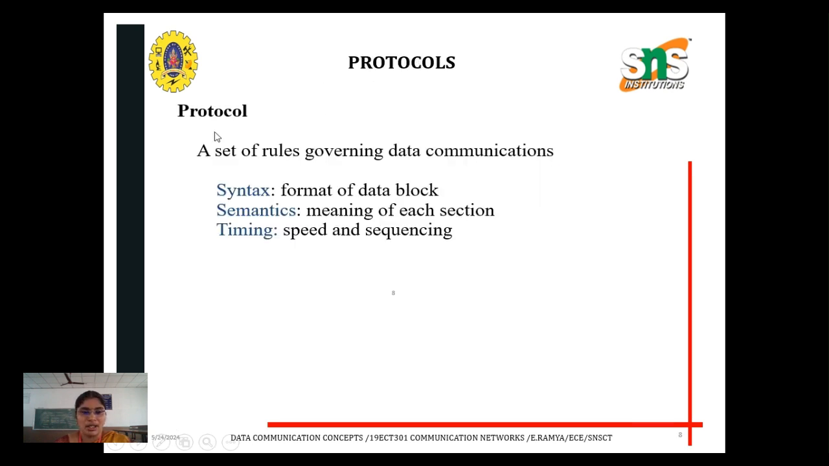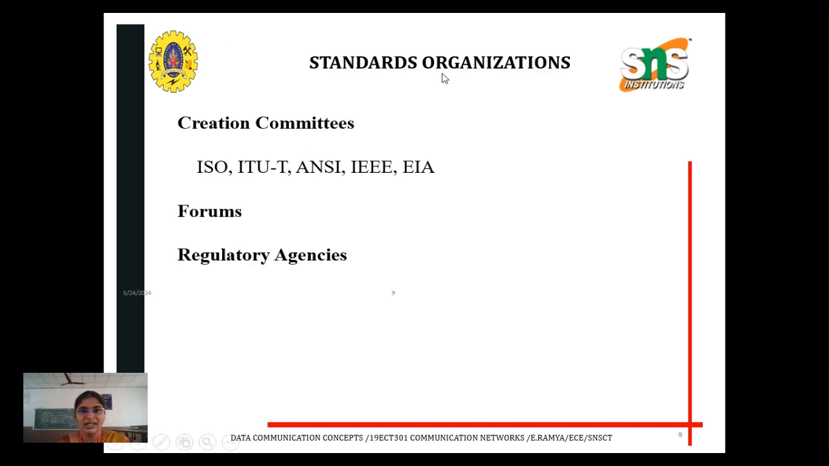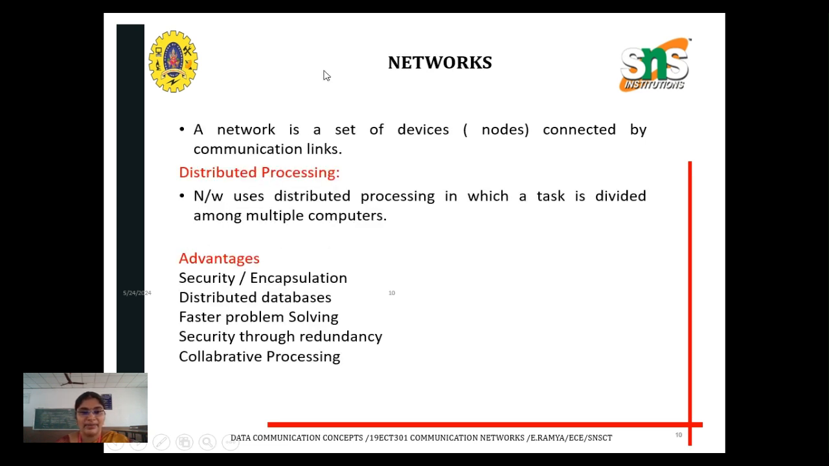Next is the protocol. Protocol is the set of rules that govern data communication. We have syntax, semantics, and timing. The format of the data block is called syntax. Semantics means the meaning of each section. Timing means speed and sequencing. Standards organizations include creation committees, ISO, International Standards Organization, and the International Telecommunication Union. Then forums and regulatory agencies are also available.